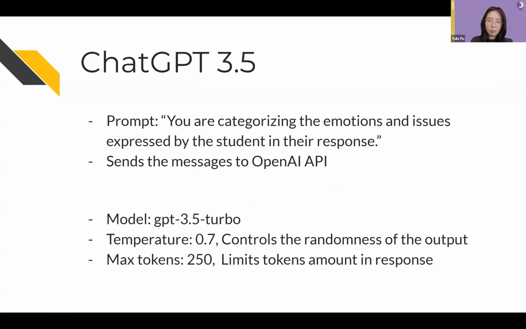And finally, we use ChatGPT, and it's very similar to how you would use it in your web browser. You give it a prompt, and our prompt was: you're categorizing the emotions and issues expressed by the students. This would send it to the OpenAI API, and it would classify it. In this research, we used 3.5, but since now there's also 4.0 and 4.0 mini, we might be able to test those out and see how well they do.